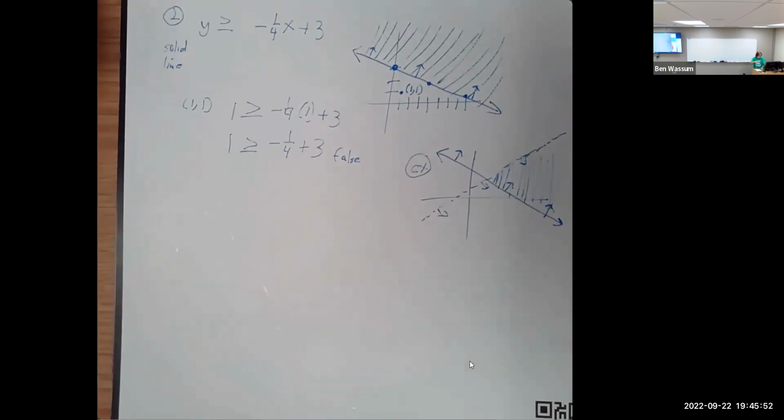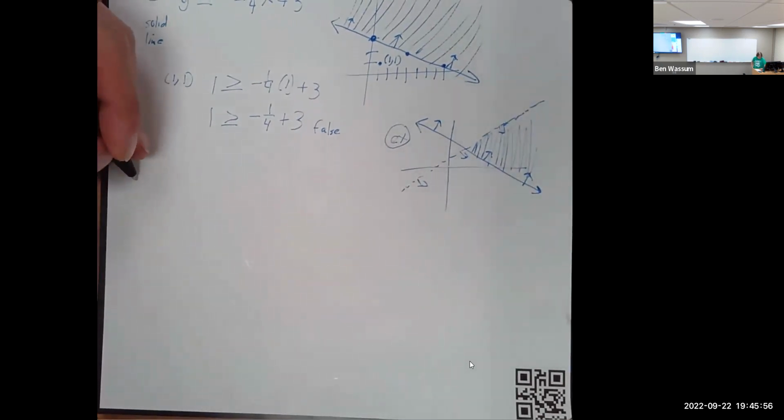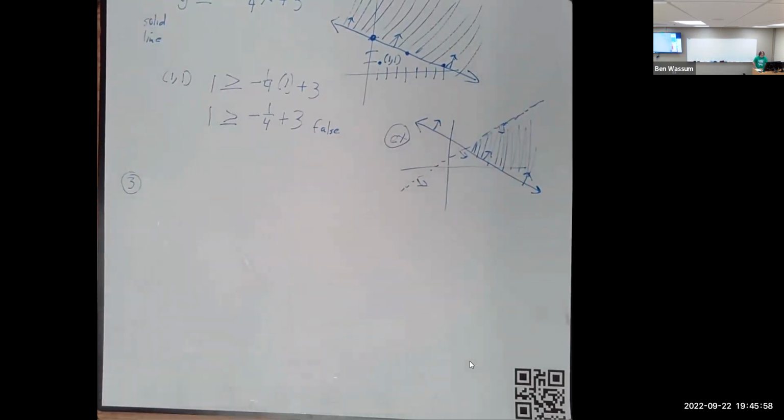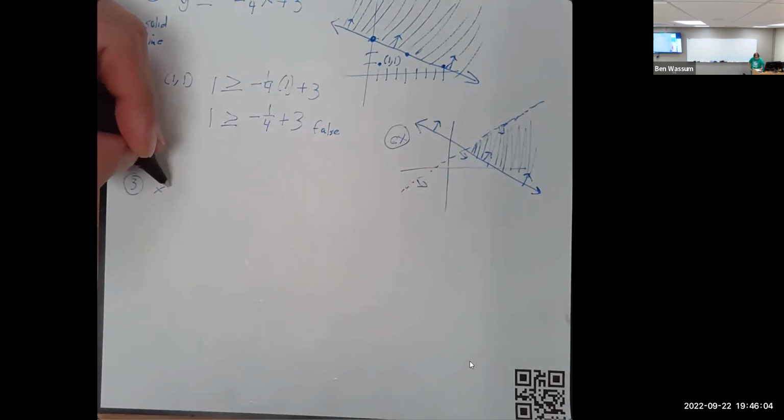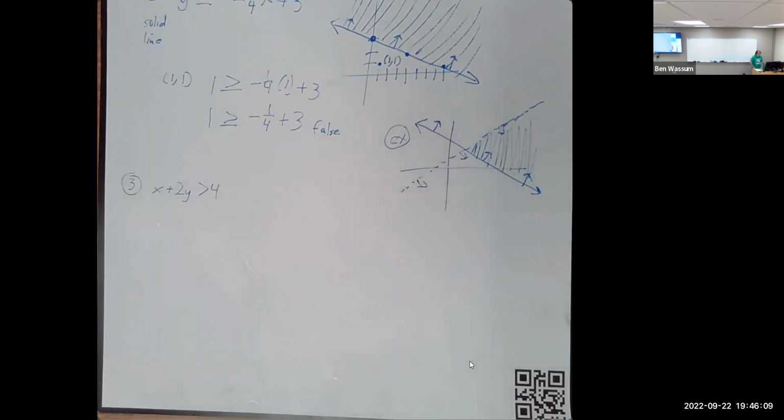Trying to get a good angle on the document camera here. So let's do 3. So we have x plus 2y is greater than 4. Okay. x plus 2y is greater than 4.